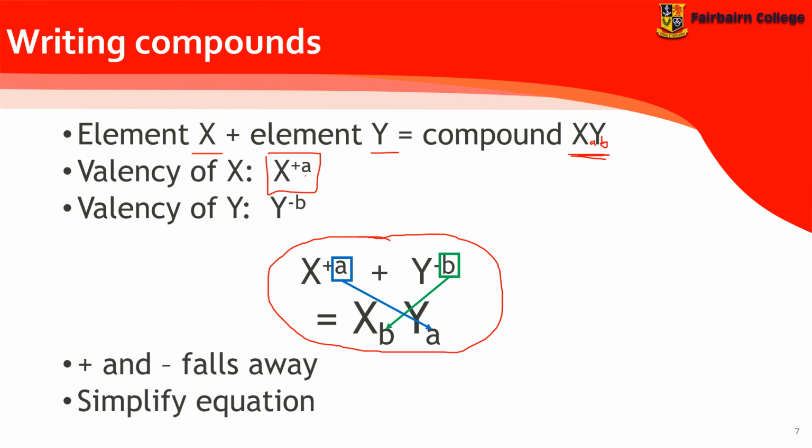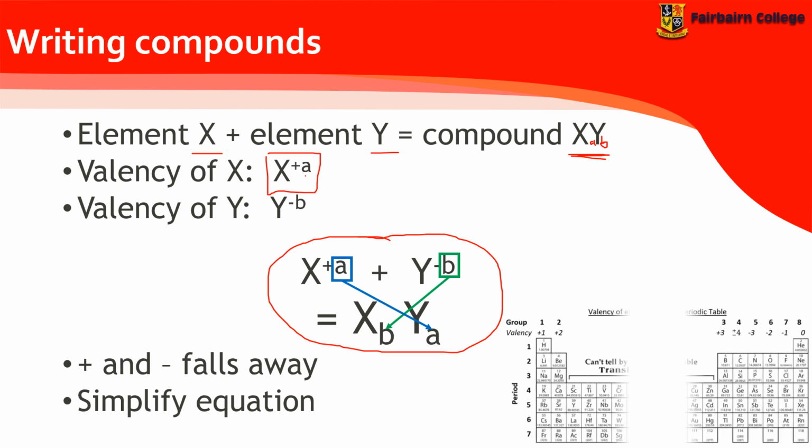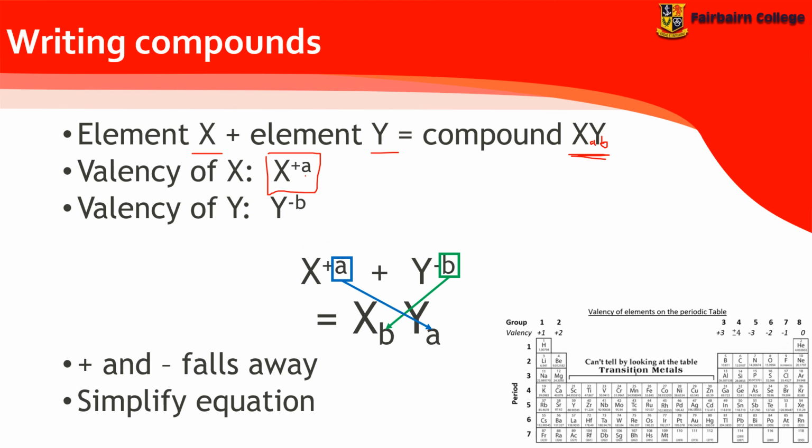Just a few things you have to keep in mind. Firstly, the plus and the minus fall away, so you don't write the plus and the minus here. And you have to simplify the equation. So let's say this was X plus 4, Y minus 2, then it would become X2 Y4, but then you can simplify that as X1 Y2. But don't worry too much about that. We're going to do a couple of examples where I show you how this works.